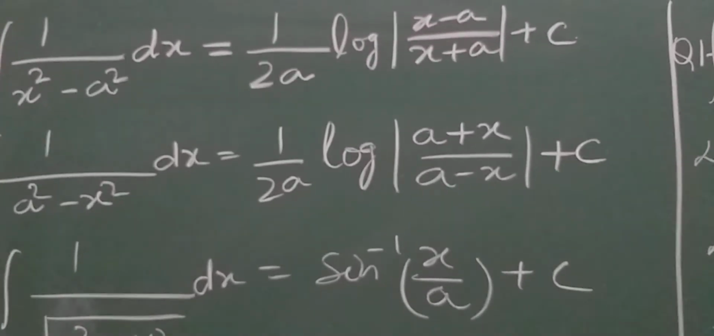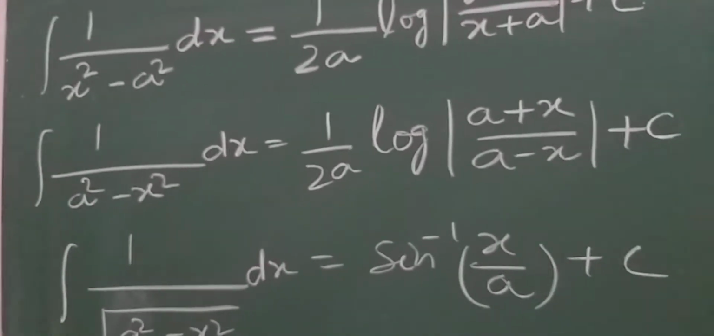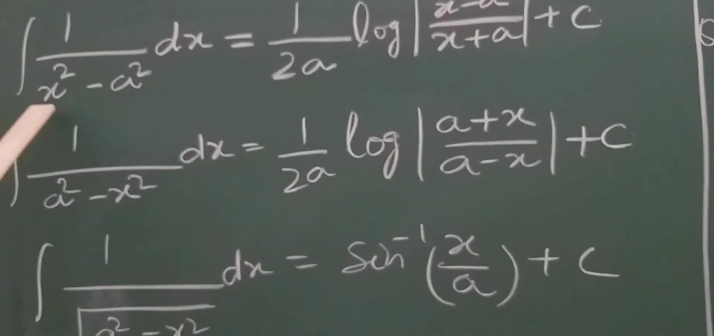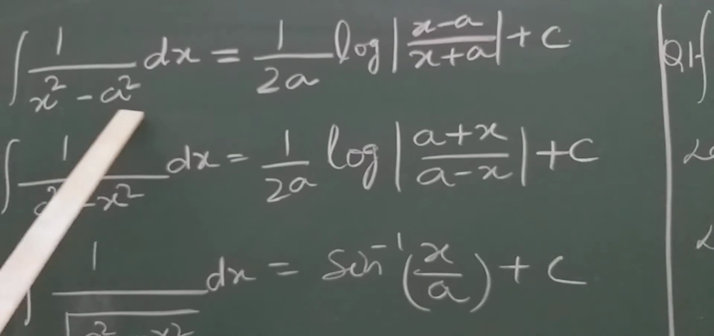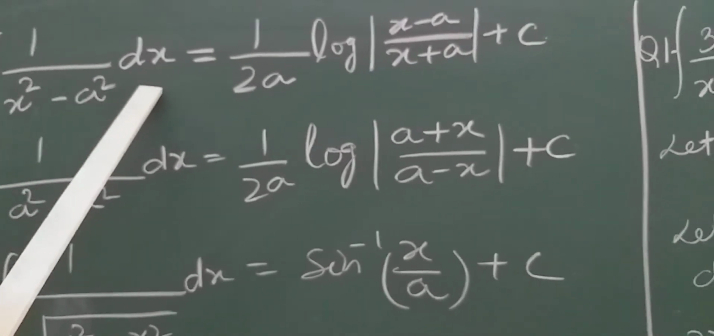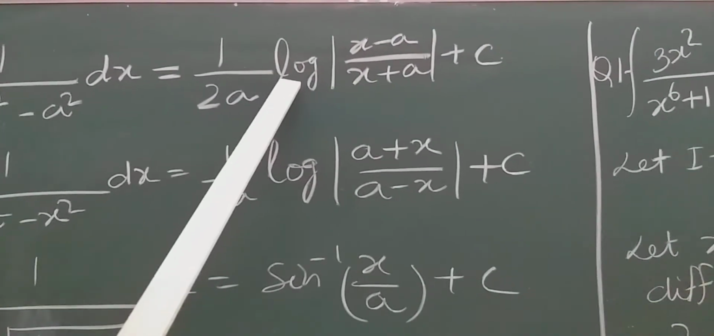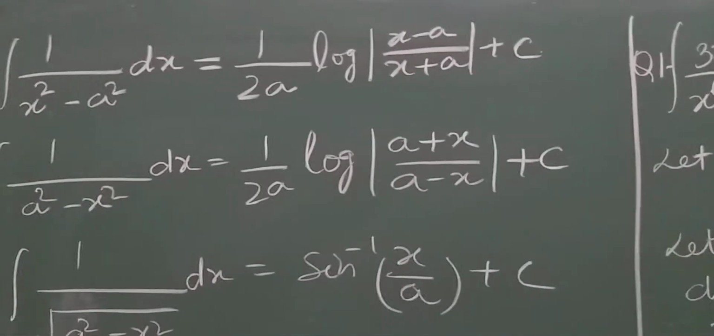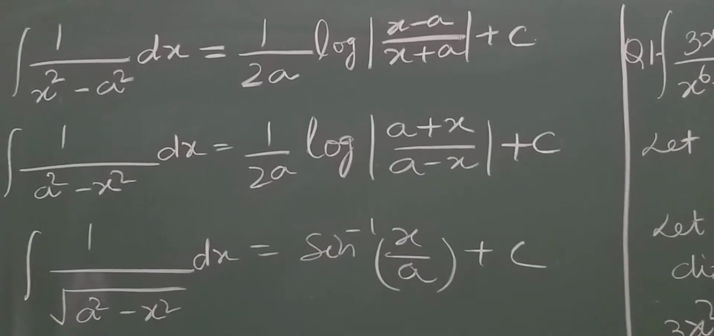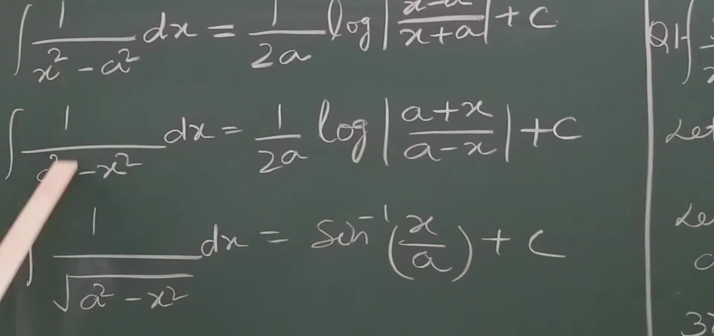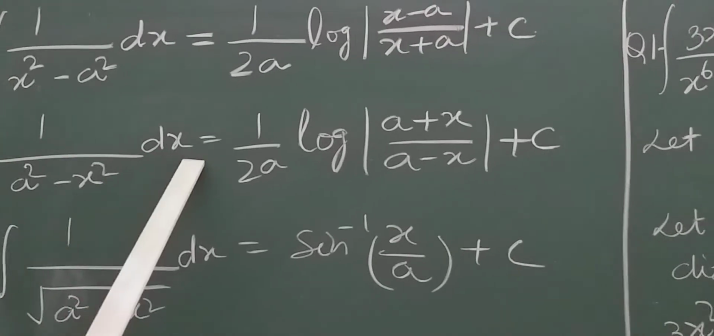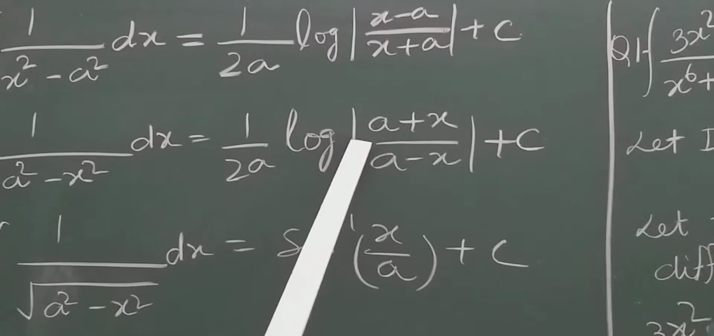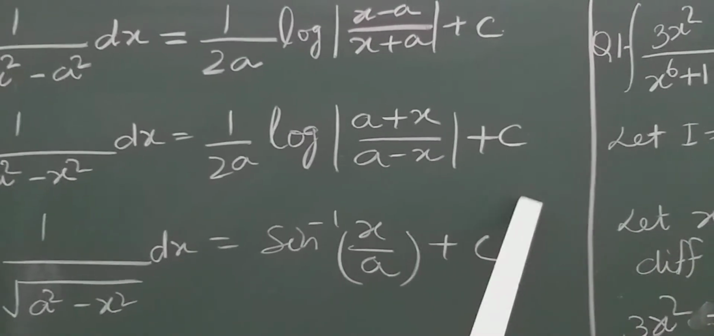Hello students, let us discuss some more formulas of the integrals. Integral of 1 upon x square minus a square with respect to x is 1 upon 2a log of (x minus a) upon (x plus a) plus c. Integral of 1 upon a square minus x square dx equals 1 upon 2a log of (a plus x) upon (a minus x) plus c.